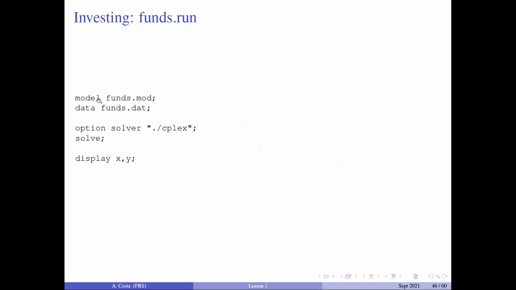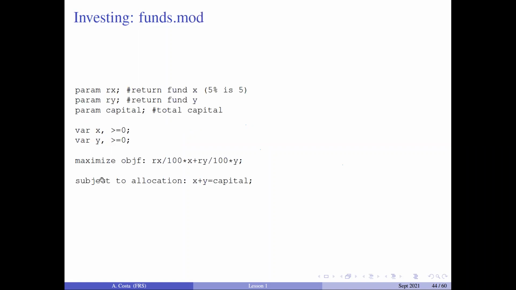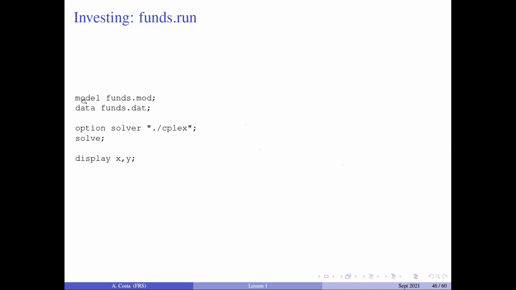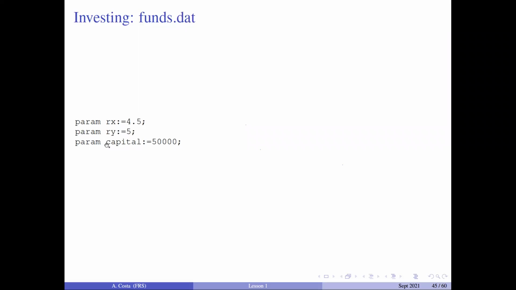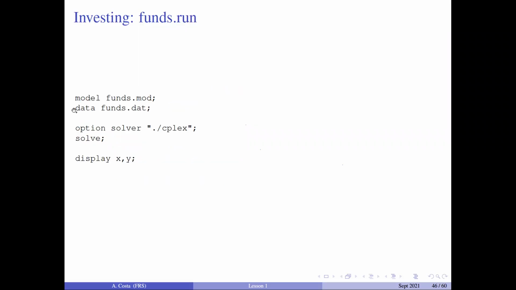Finally, the run file. So model is a keyword, again, model, and then we write the model name. I call it funds.mod. So this is funds.mod, right? This is funds.dat. So now we tell the solver that, okay, the model is funds.mod, the data is funds.dat. The solver we want to use is simplex. So you write the path, whatever it is. Solve means solve. And then we want to see the values of X and Y. If, as I said, we put these values directly here, then of course we can remove this line, data funds.dat.